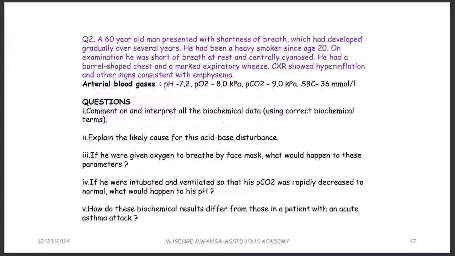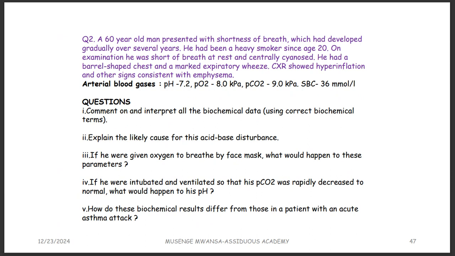Question number 2. A 60-year-old man presented with shortness of breath, which had developed gradually over several years. He had been a heavy smoker since age 20. On examination, he was short of breath at rest and centrally cyanosed. He had a barrel-shaped chest and a marked expiratory wheeze. X-ray showed hyperinflation and other signs consistent with emphysema. Arterial blood gas: pH 7.2, partial pressure of oxygen 8, partial pressure of carbon dioxide 9, and SBC 36. Comment on and interpret all the biochemical data.